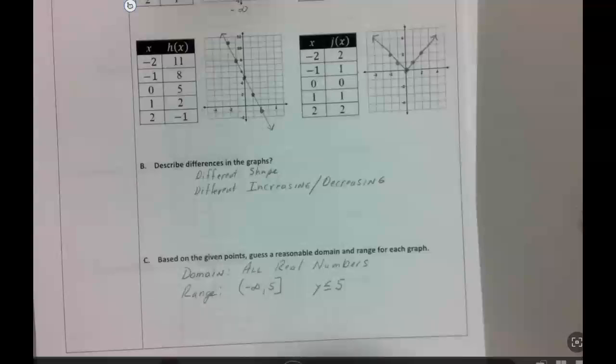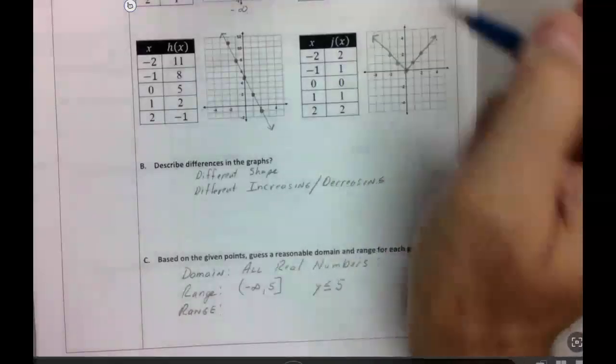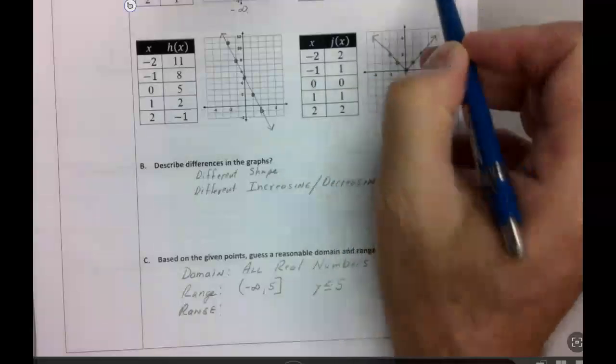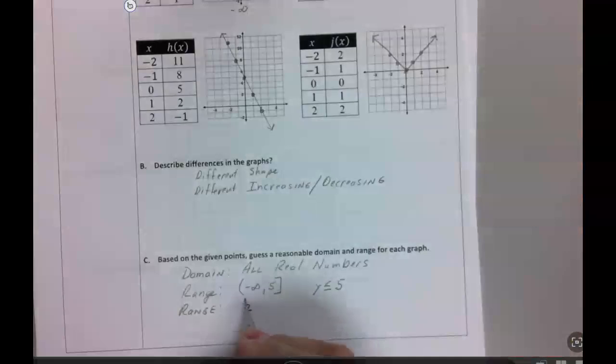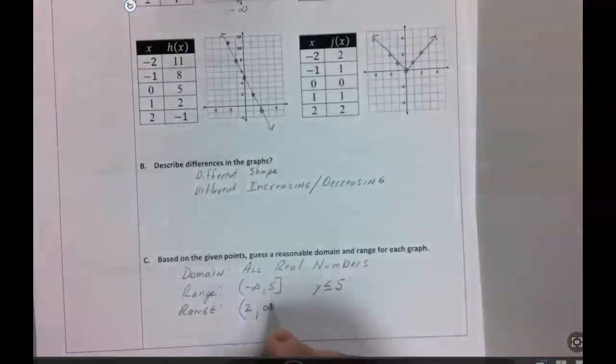Now let's look at the range for this one here. Again, the domain is all real numbers, so the range, floor to ceiling. Is this thing ever going to cross 2? No, so it's going to be 2 non-included to positive infinity.